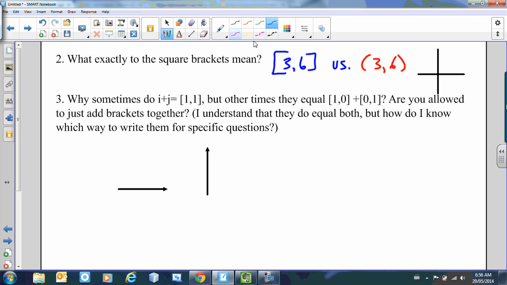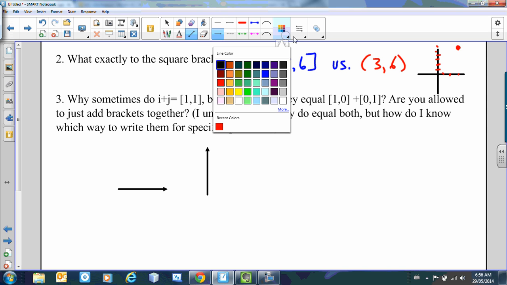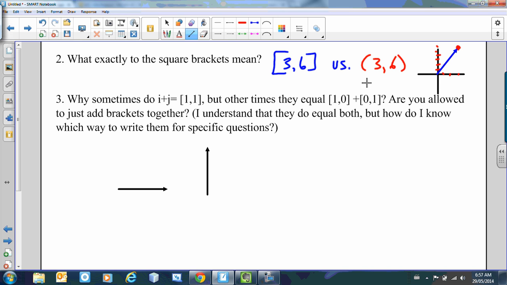Let's change some colors. So the red value here is 1, 2, 3, 1, 2, 3, 4, 5, 6. It's this. And the blue value is this. Okay, so that's the difference. The square brackets indicate that we have a vector. The round brackets indicated, as they always did, a single point somewhere on the Cartesian plane.